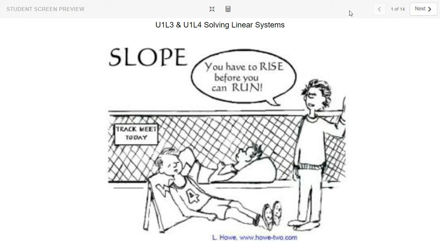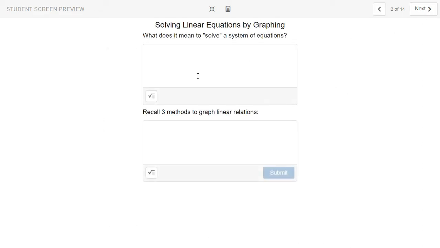Unit 1, Lesson 3: Solving Linear Systems by Graphing. So let's recall, what does it mean to solve a system of equations? To solve a system of equations means to find where the two lines intersect, or to find a solution where we have a coordinate that fits both equations. So first let's define system of equations.